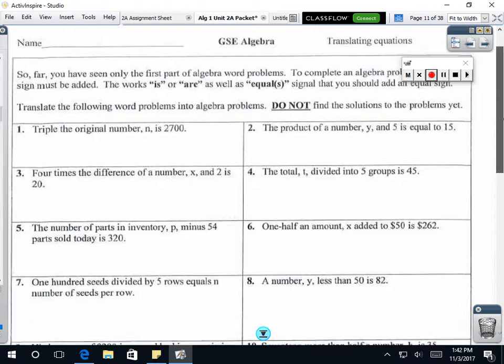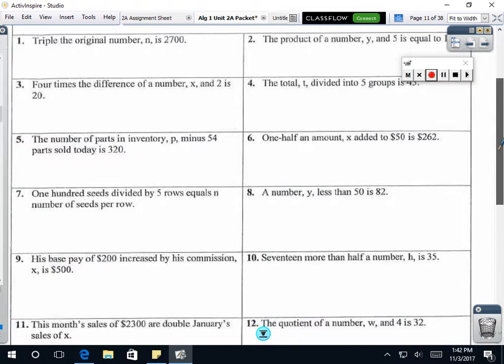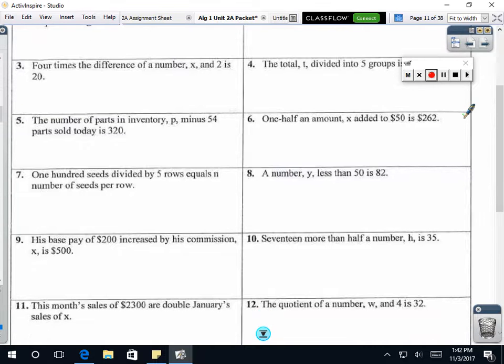Okay, number 6 is tricky. I'm pretty sure a lot of you think you have it right and you don't. Okay, I'm about to show you why you don't have it right. 1/2 an amount x, how do we write that? 1/2 x or x over 2, that's the same thing. Remember, multiplying by 1/2 is the same thing as dividing by 2.